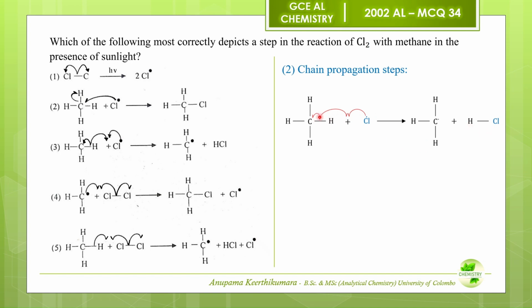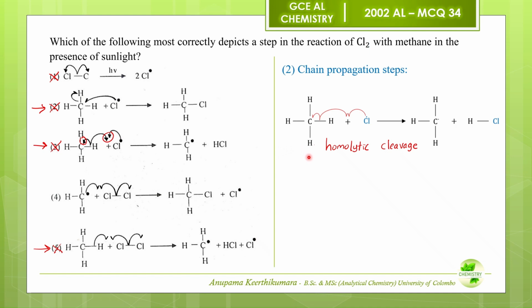These half arrows always indicate homolytic cleavage. The second, third and fifth answers are about the first step of this chain propagation. Answer 2 is not correct. There is no reaction like this. The third answer looks like this step, but these arrows are not correct. Therefore, the third answer is also not correct. In the fifth answer, the methane molecule reacts with chlorine free radicals, not as shown. Therefore, the fifth answer is also not correct.